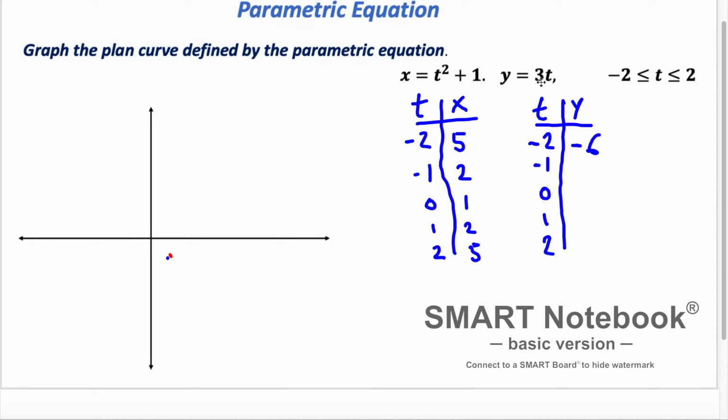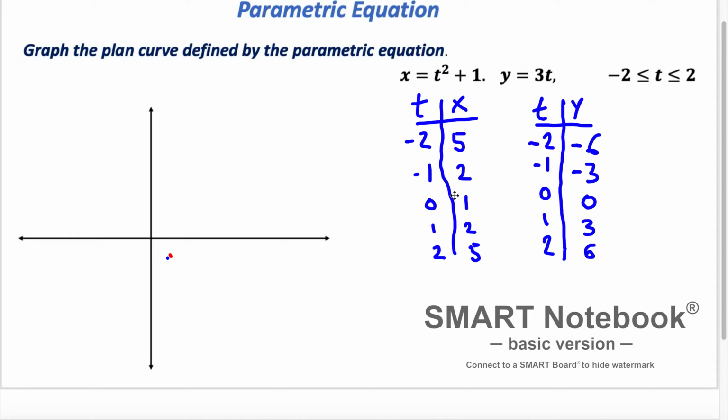If t is -1, 3 times -1 is -3. If t is 0, 3 times 0 is 0, so y is 0. If t is 1, 3 times 1 is 3. And if t is 2, 3 times 2 is 6, so y is 6. So now we have those values, and let's plug them in.